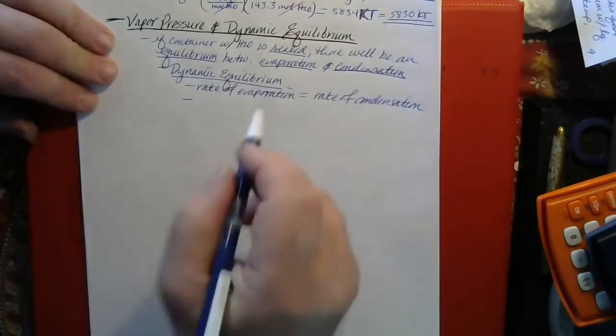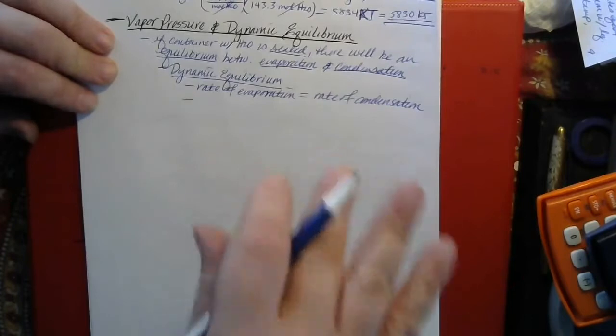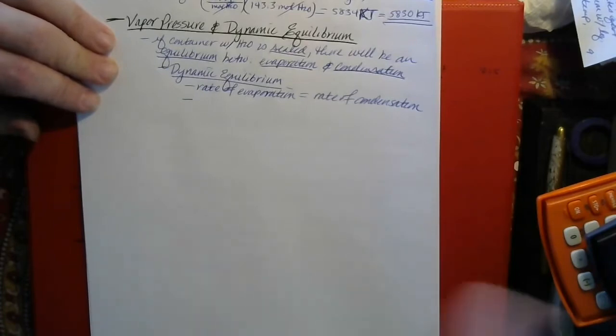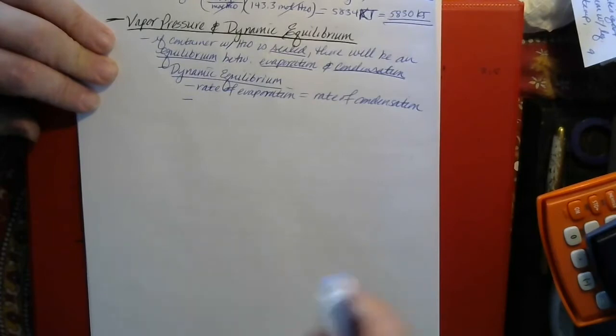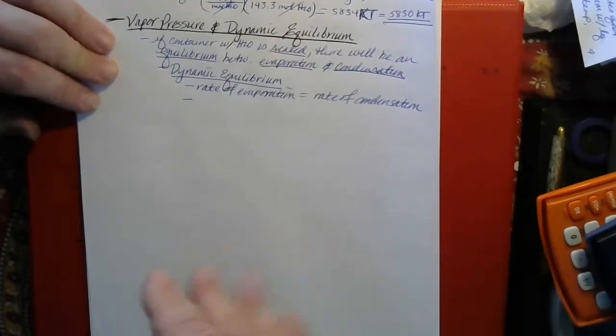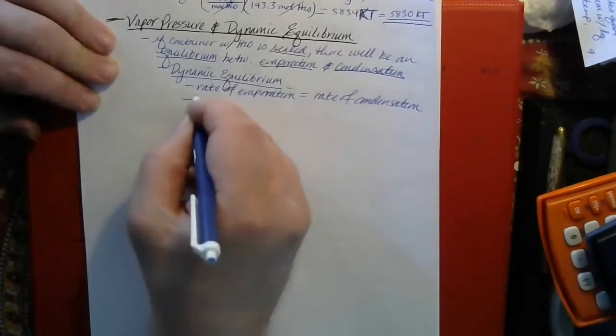And it's dynamic in the sense that things are actually changing at the molecular level, even though they don't appear to be changing. There's no overall change in the concentration of the liquid water or the concentration of the water vapor, but there will be a change in which individual molecules are in the liquid phase or the vapor phase at any given moment. So you've got molecules that are sort of going back and forth between the vapor and the liquid, but they're going in both directions at equal rates.